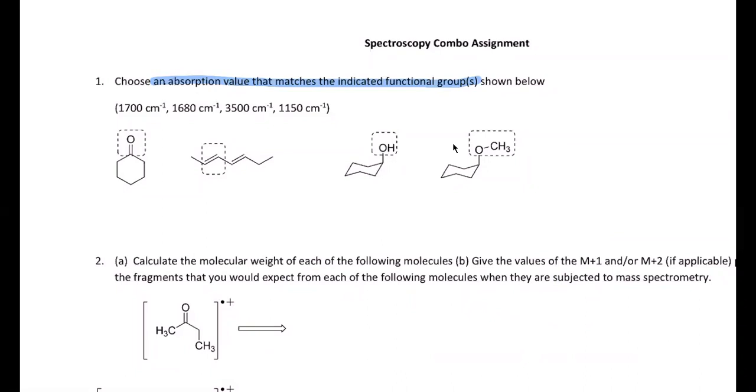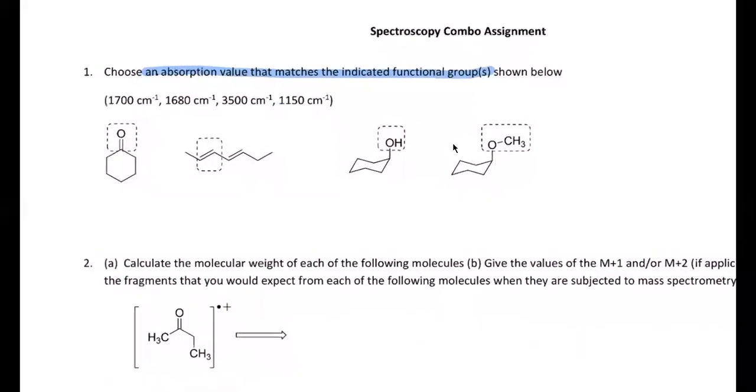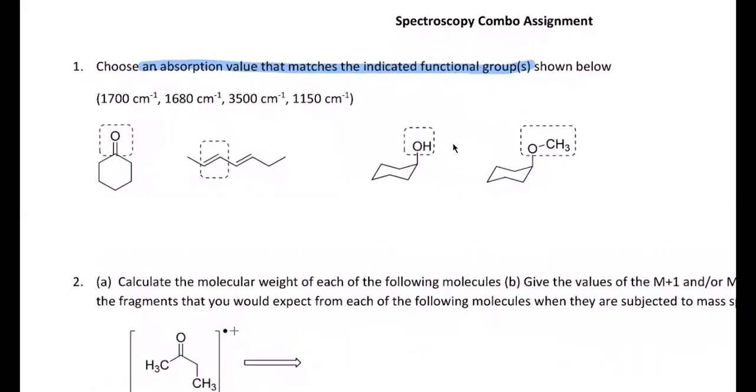$1,700, 1680, 3500, 1150. What do you think? What three can we rule out? What two can we rule out? 1700. Say that again. Ketone? I vote 1700 for the ketone. 1700. I agree. I agree with that. So what about the alkene?